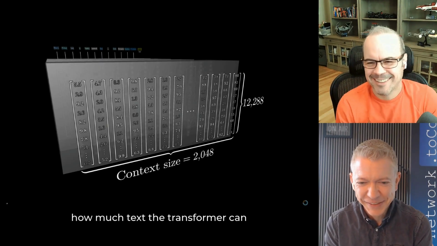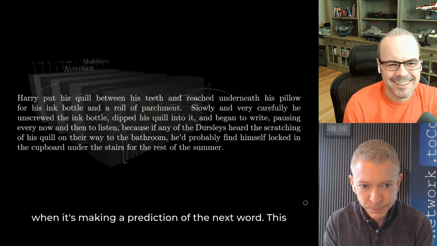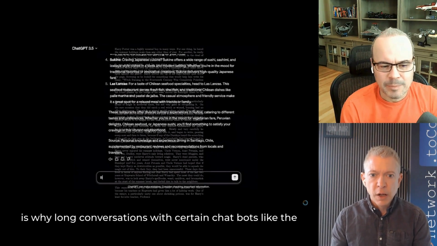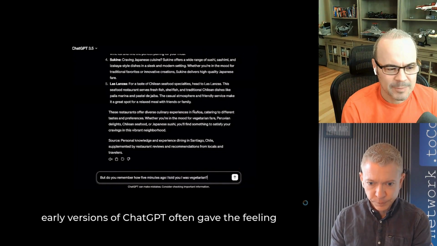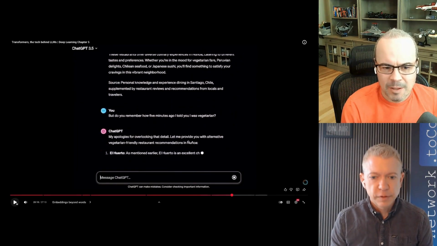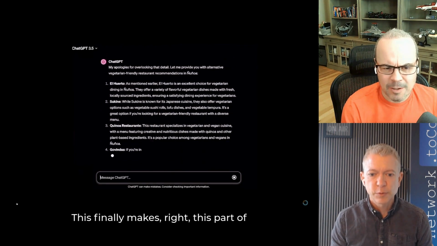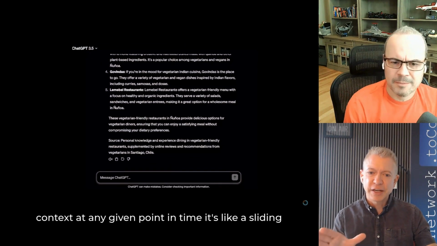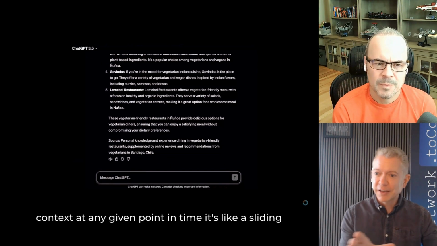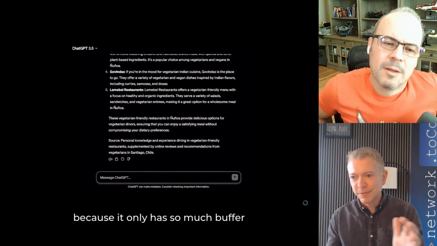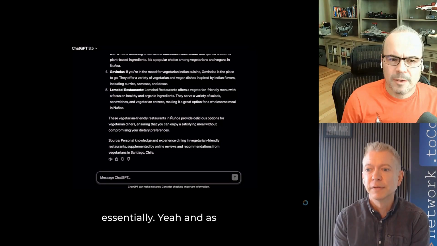How much text the transformer can incorporate when it's making a prediction of the next word. This is why long conversations with certain chatbots, like the early versions of ChatGPT, often gave the feeling of the bot finally losing the thread of conversation as you continued too long. This makes sense. It can only have this much context at any given point in time. It's like a sliding context, right? So it's constantly forgetting stuff because it only has so much buffer, essentially.